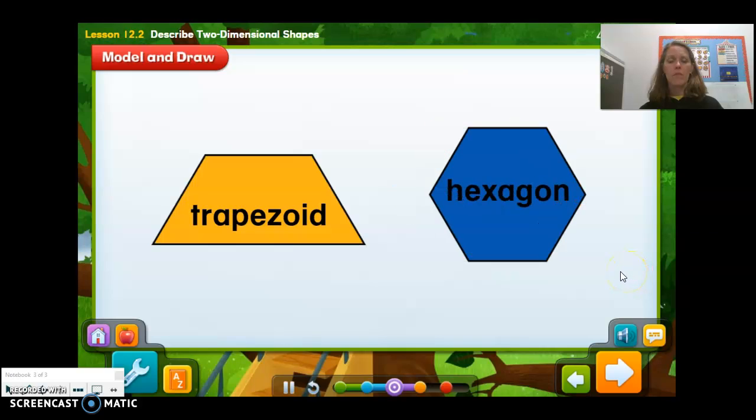So how are the hexagon and the trapezoid alike? Both are closed shapes, and both shapes have straight sides and vertices or corners. How are the hexagon and the trapezoid different? The trapezoid has 4 sides and 4 vertices. The hexagon has 6 sides and 6 vertices.